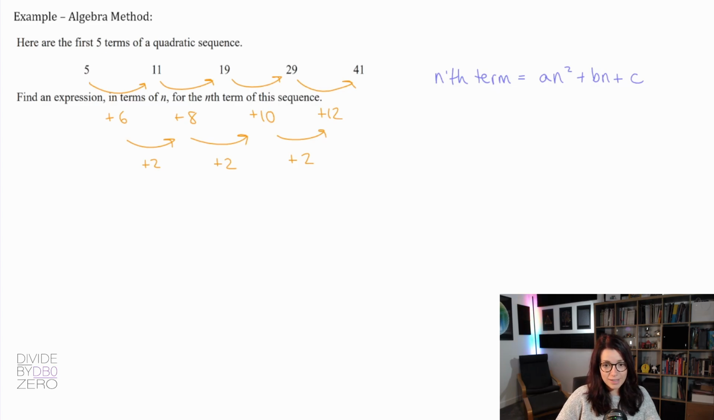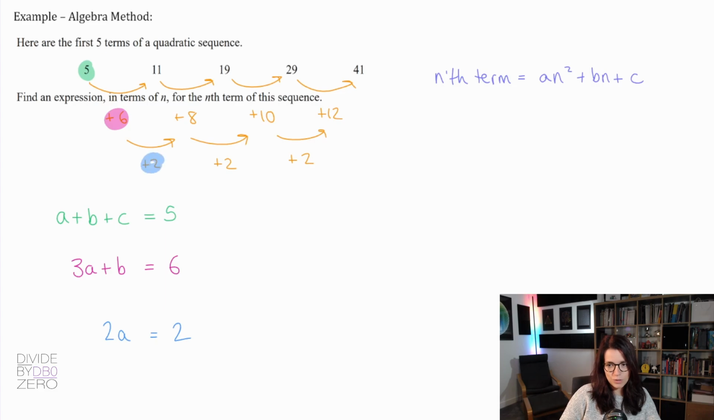In order to do that, you set up some equations. And your first equation is a plus b plus c equals, and in this case, it will be 5, because you set that equal to the first term in the sequence. Your next equation is 3a plus b, and then in this case, it will be 6, because you set that equal to your first difference. Finally, you have 2a equals 2, and as you probably guessed, that comes from setting it equal to the second difference.